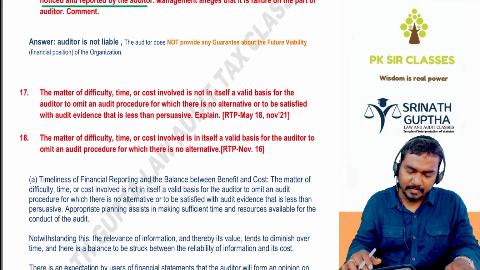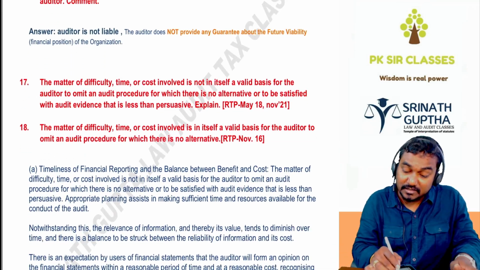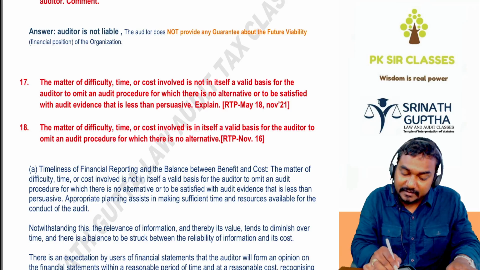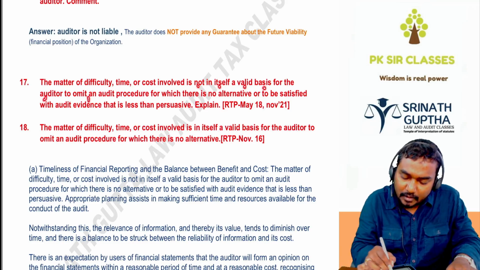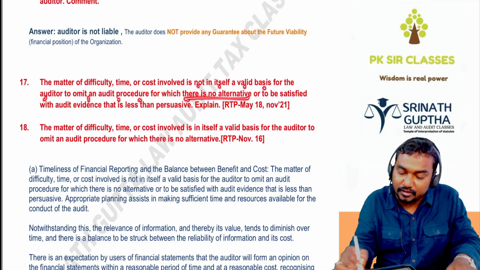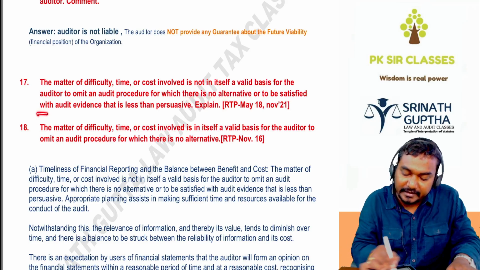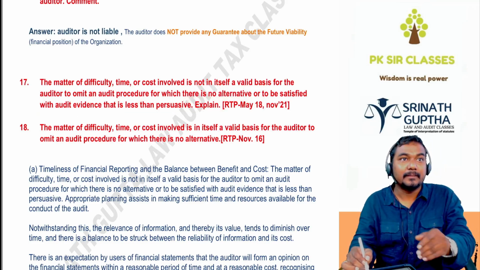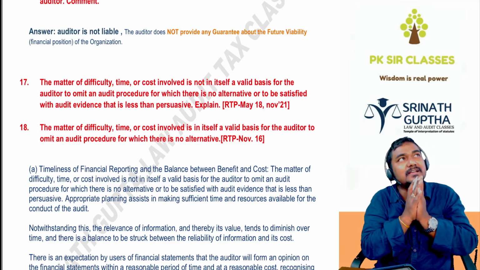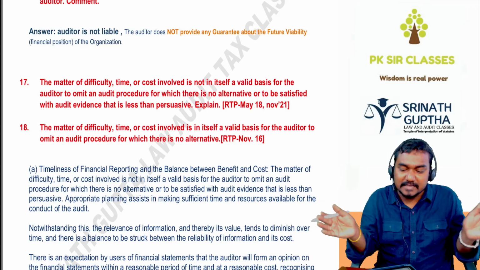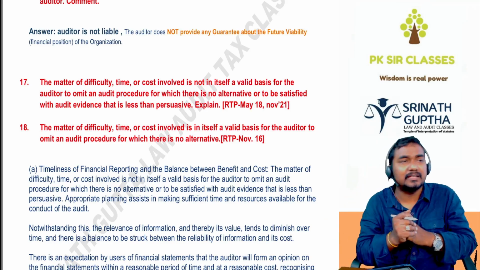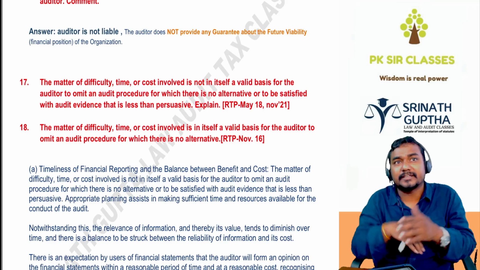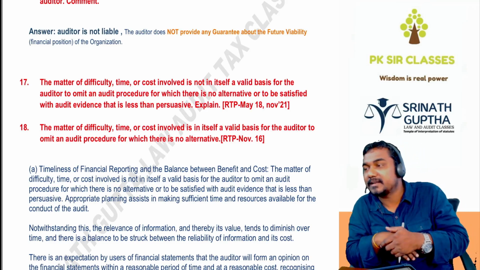Look at the question again. The matter of difficulty, time or cost involved is not itself a valid basis for the auditor to omit the audit procedures for which there is no alternative to be satisfied about the audit evidence. We discussed this statement, where we discussed the limitations of auditing. Because of less time, because of less fees, can I avoid auditing, can I reduce the depth of checking? No.